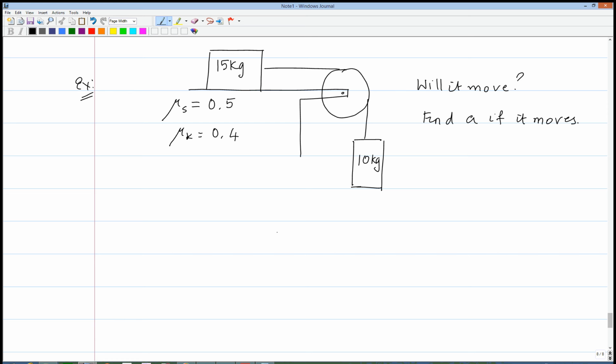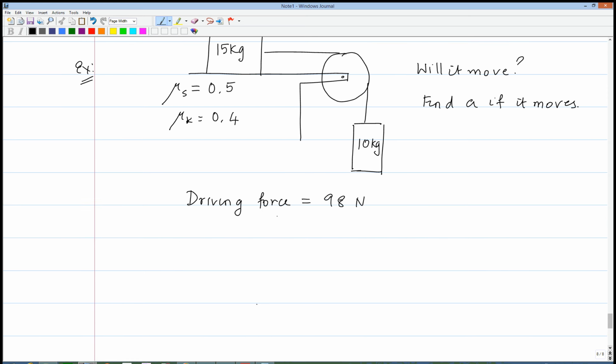Now please make sure that you understand that just because the 15 is heavy doesn't mean it's going to start moving to the left. That's not going to happen. So what we need to do in the problem is figure out the maximum static force of friction. We know the driving force is equal to 98 newtons, which is the force on the hanging block. We need to figure out the maximum force of static friction for the 15 kg block, which would be equal to mu s times Fn.